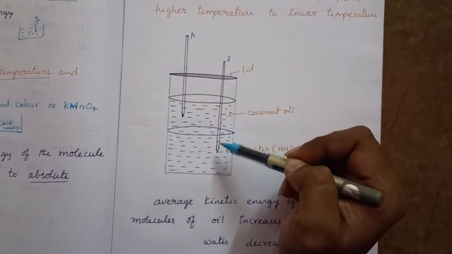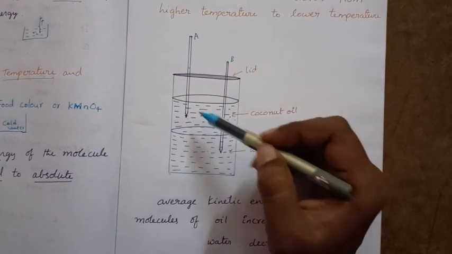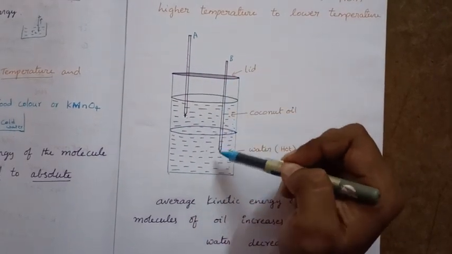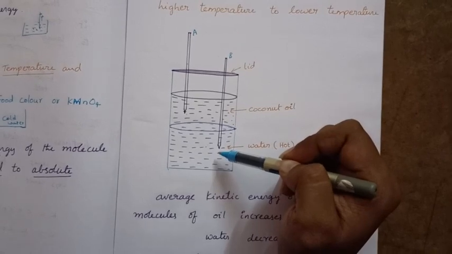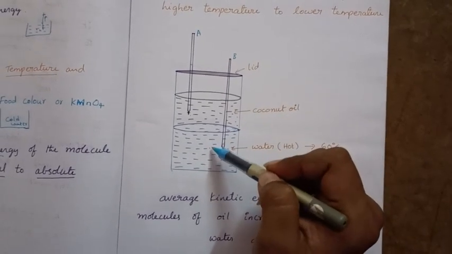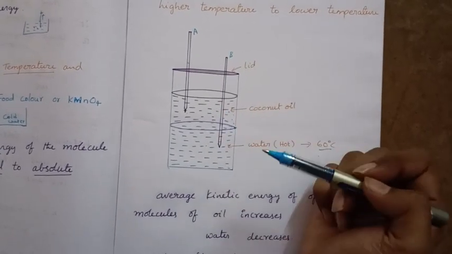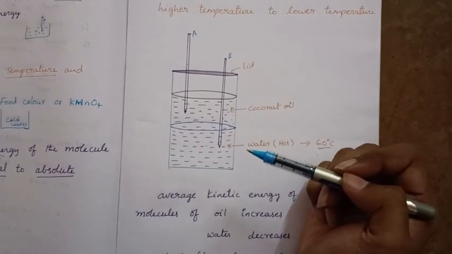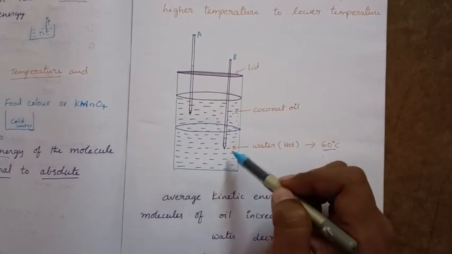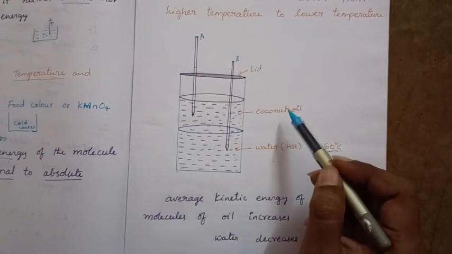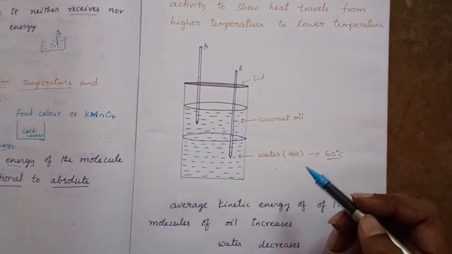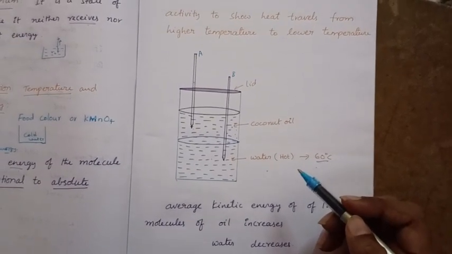After a few minutes, if we observe continuously, the mercury level in A increases and the mercury level in B decreases. That shows heat travels from water to the coconut oil. So we can conclude that heat travels from higher temperature to lower temperature.